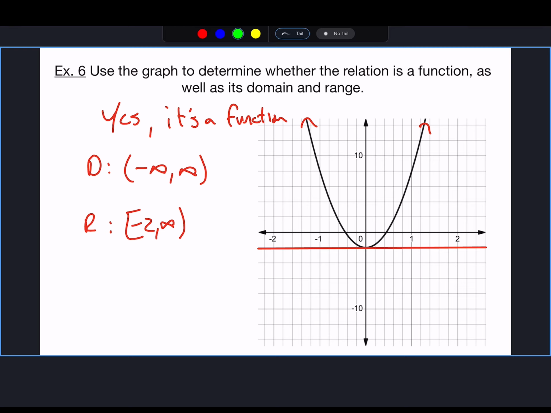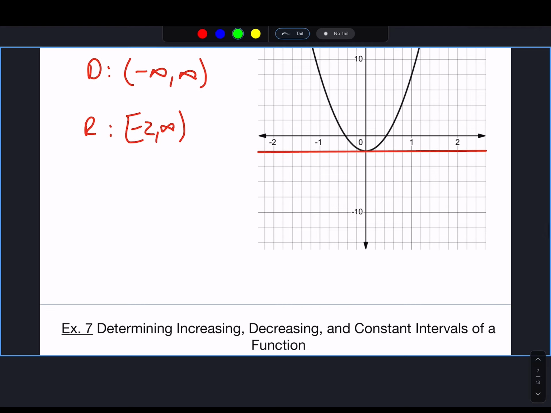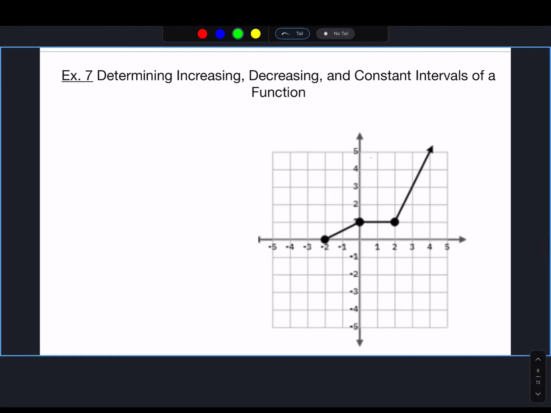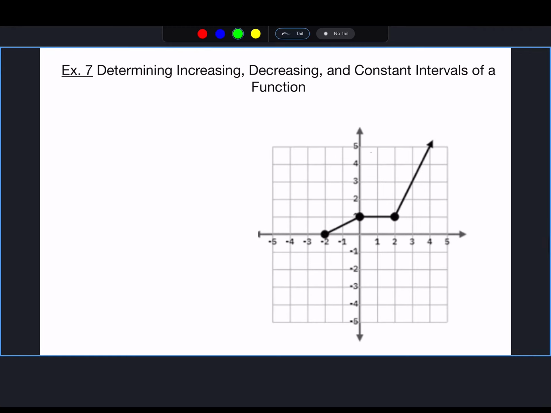Okay, the next thing we want to talk about is determining intervals where we have the function increasing, decreasing, and constant. And this little example here, this graph, I want you to treat it like a roller coaster. I know we talked on the first day my love for roller coasters. We have some hills, we have some stops, and then we have another hill, right?